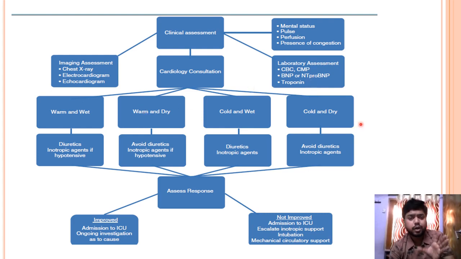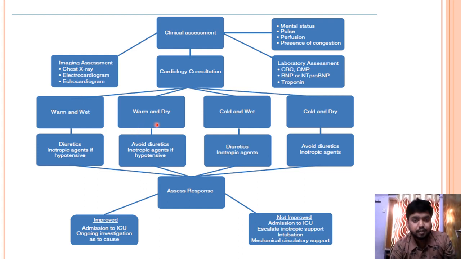So broadly we classify as warm and wet, warm and dry, cold and wet, cold and dry. Yes, warm and wet. Warm means you always see peripheral vasodilation, so he needs only inotropic support. And wet, so definitely he is fluid overloaded. To get out of this wet, you give diuretic. And for this warm, give an inotropic agent only if he is hypotensive, or else you can give something to decrease the high afterload. Your milrinone will act very well here.